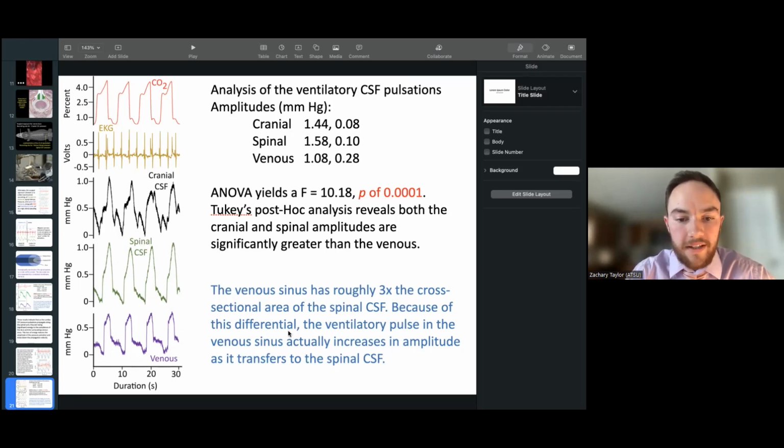So therefore, we can see that the pulse will actually increase in amplitude as it transfers to the spinal cord, and that's just because pressure is equivalent to force over cross-sectional area. So with a less cross-sectional area and that same force being applied to it, it's going to be a bigger spike.